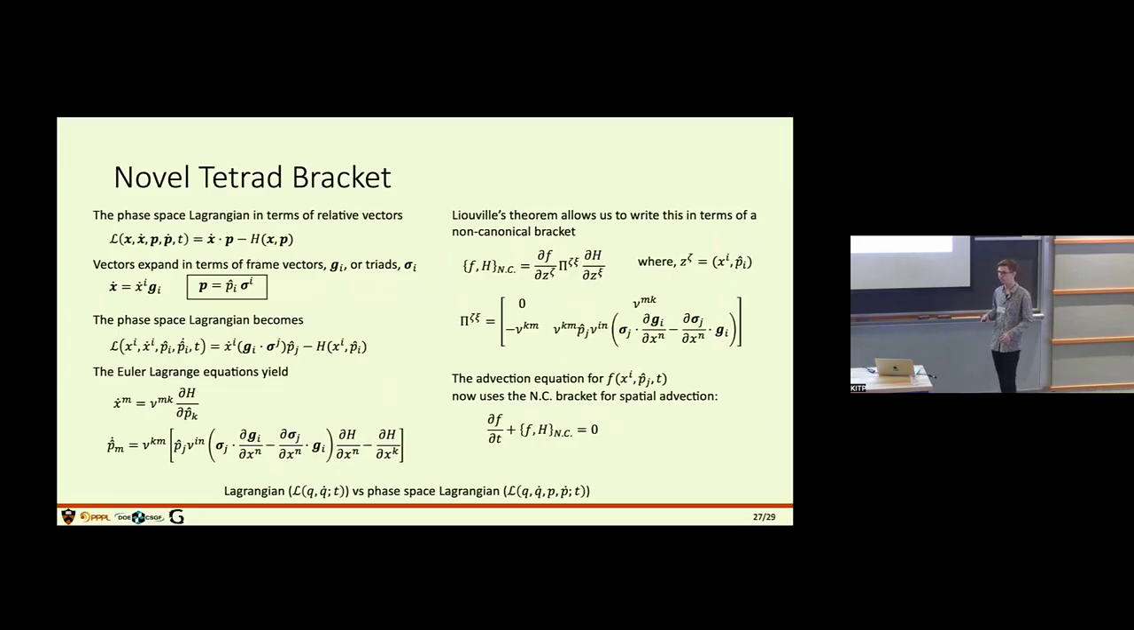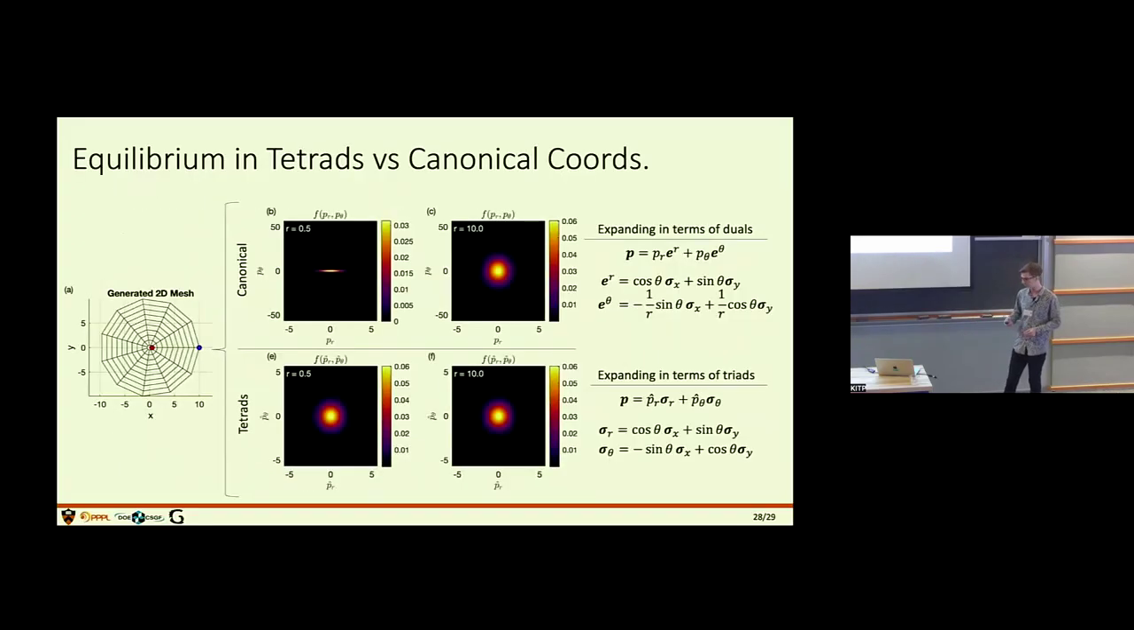But the real magic of this system is that you have this tetrads representation of your momentum. You can do things such as collisions at single points, as well as coupling to the tetrads representation of your Maxwell's equations. Amongst other things, that gives you a lot of flexibility in how you design your scheme. But also, we can use this for calculating equilibrium and verifying that our equilibrium is now going to be correctly distributed.